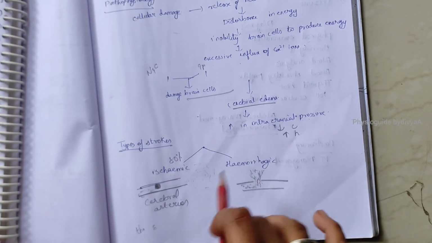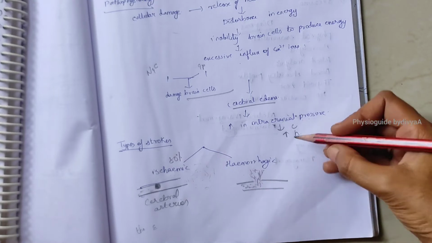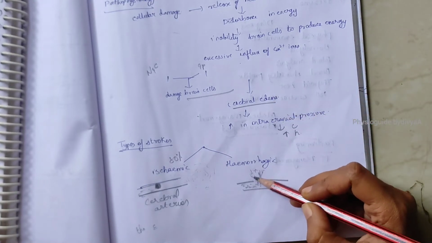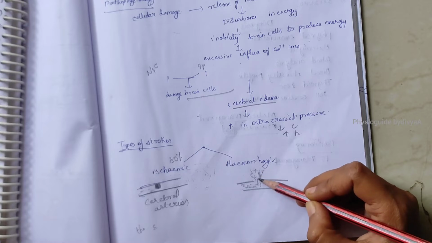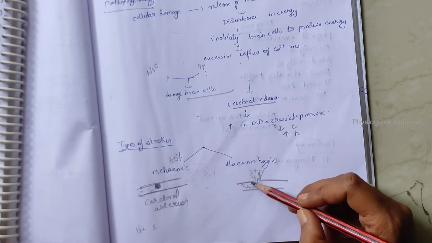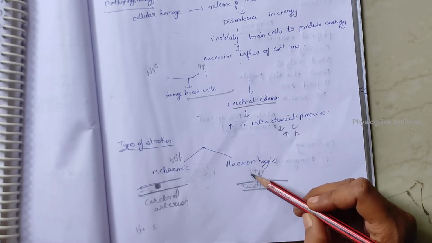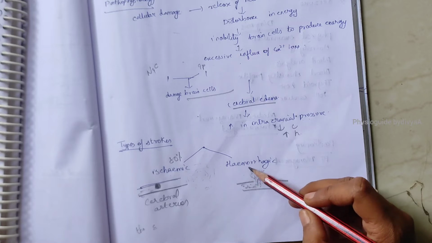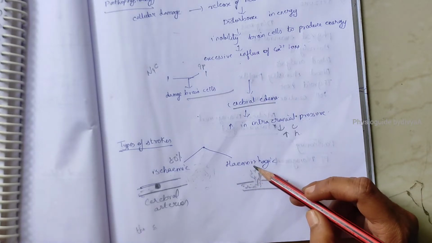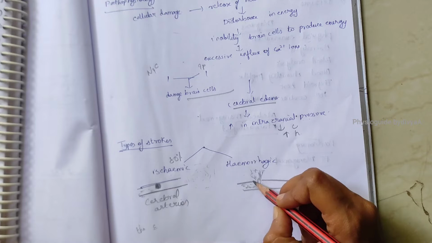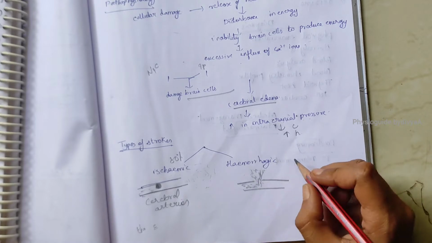Next we'll see the hemorrhagic stroke. This is usually due to abnormal bleeding, where blood goes outside. It does not accumulate; it goes outside, bleeding in the extravascular area of the brain, which is usually due to rupture of a cerebral vessel, or due to accidents or trauma.